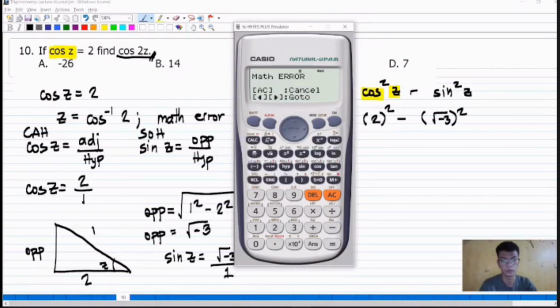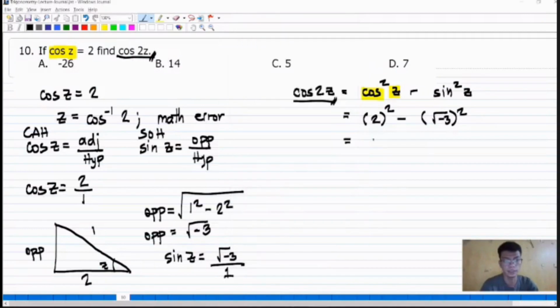So, 2 square minus yung square root of negative 3 square. Math error siya, dahil hindi tayo naka-complex. Dahil meron tayong negative sa loob ng square root, sa complex mode tayo. So, 2 square minus square root of negative 3 square. So, the answer is 7.